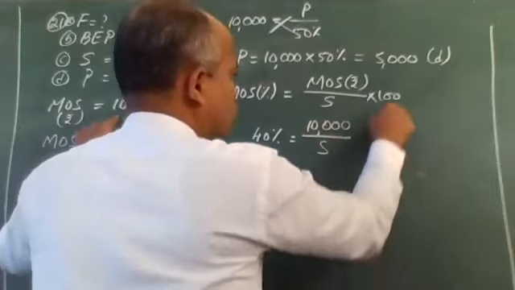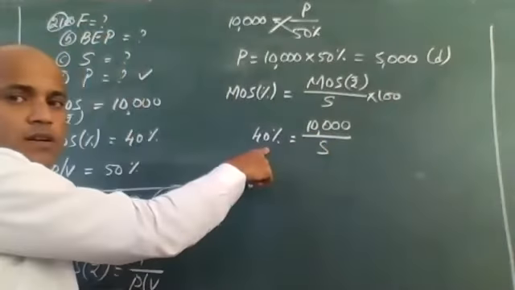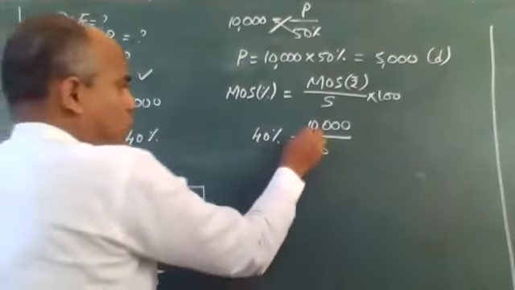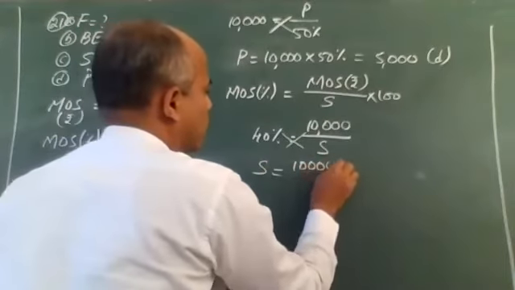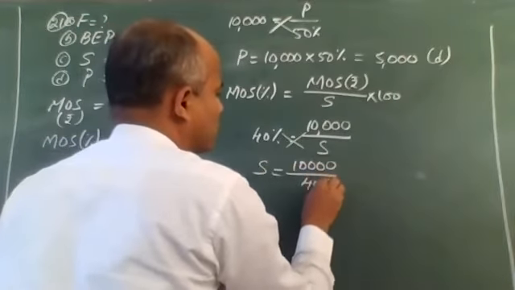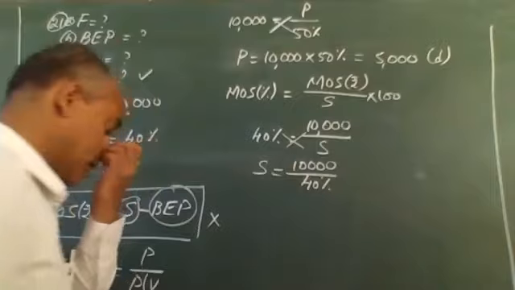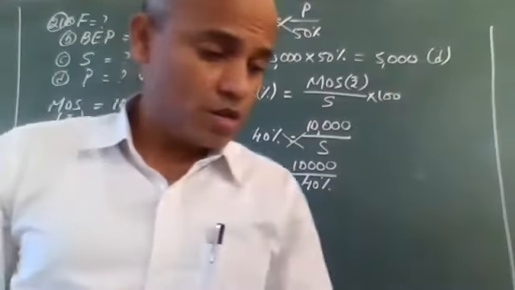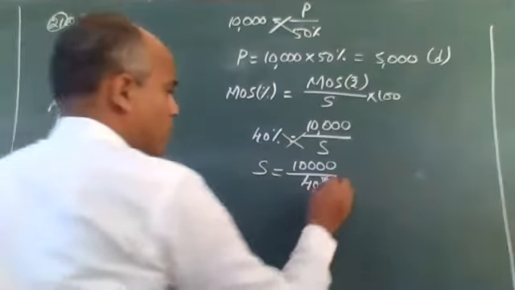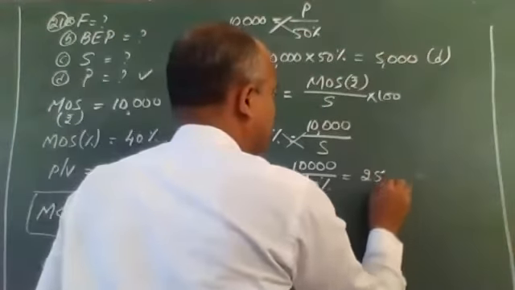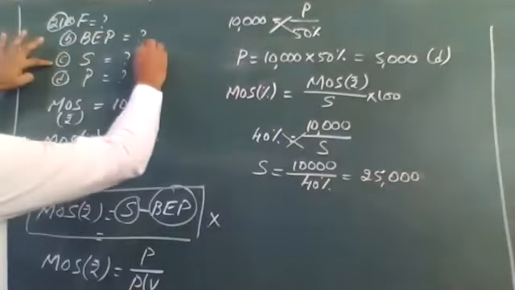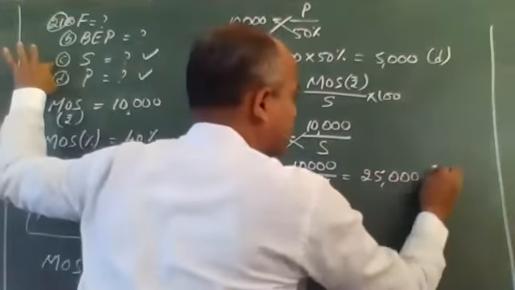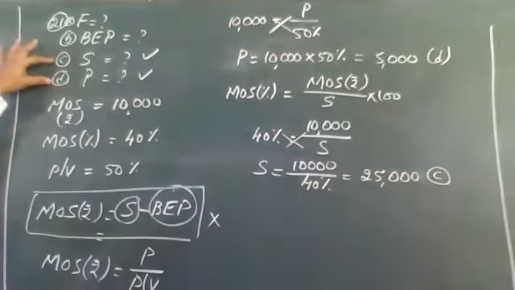By sales into 100, I need not write because it is already in percentage. So cross multiplication gives sales equal to 10,000 upon 40%. 10,000 divided by 40% gives 25,000. That is your sales. I got the sales information. This is my C bit.